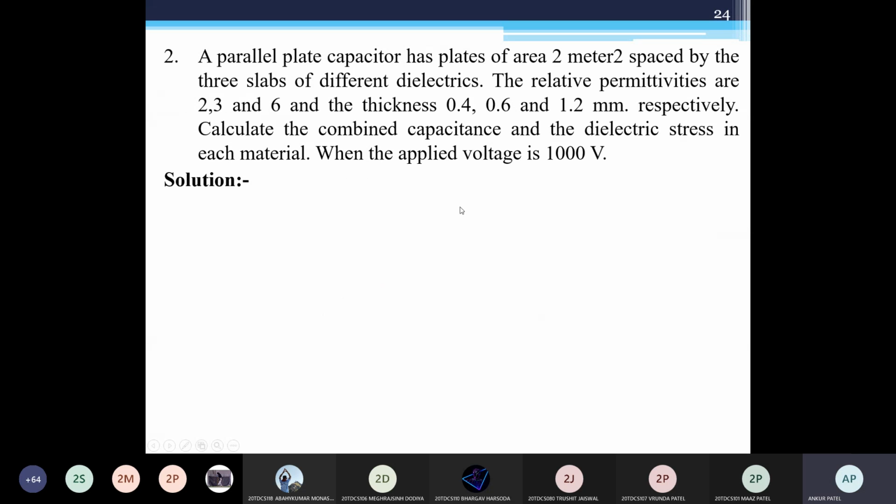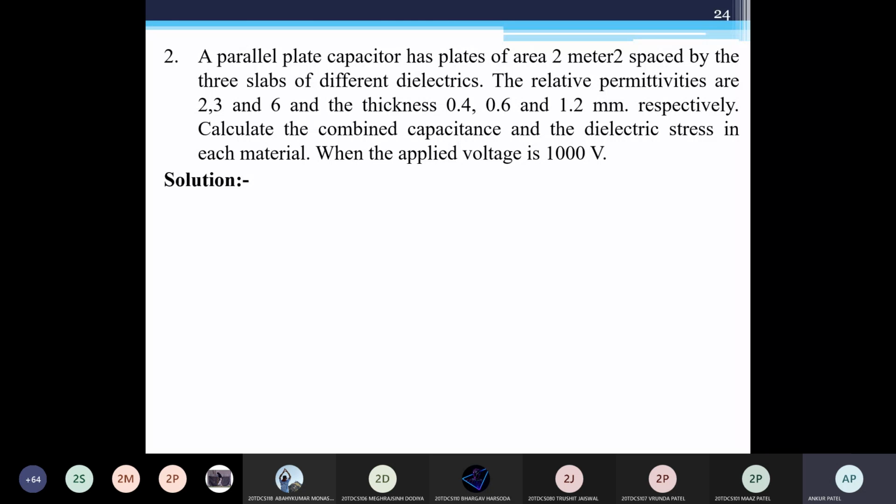Now second example is given. A parallel plate capacitor has plates of area 2 meter square spaced by three slabs of different dielectrics. The relative permittivities are 2, 3 and 6, and the thickness 0.4, 0.6 and 1.2 mm respectively. Calculate the combined capacitance and the dielectric stress in each material. Here it asks in each material. So you have to go for E1, E2 and E3, okay?